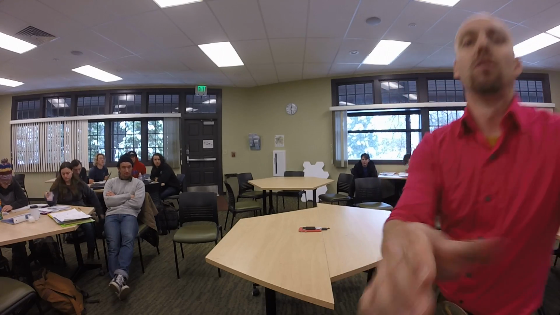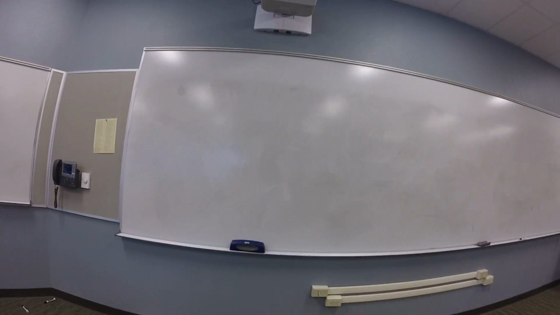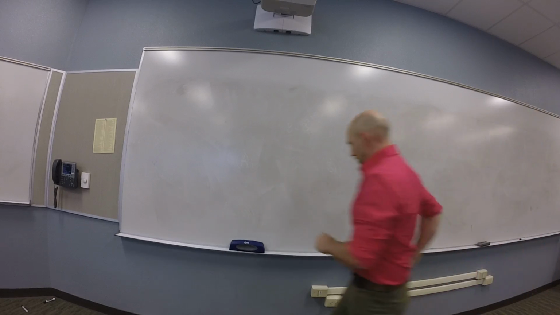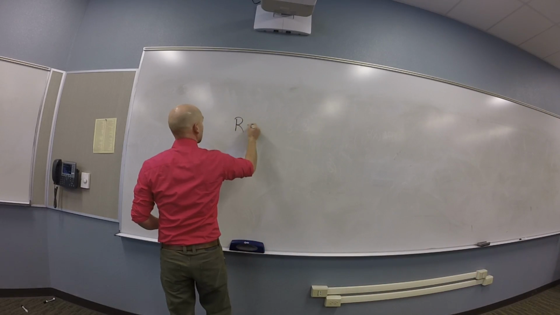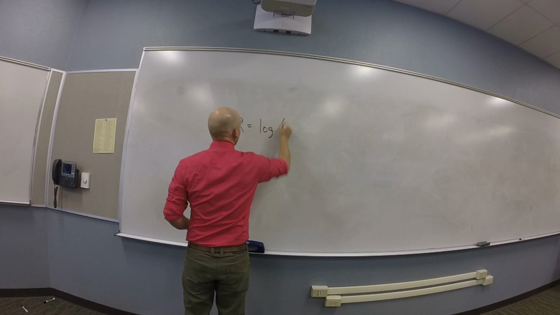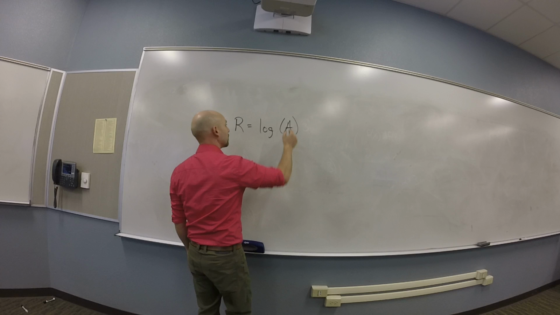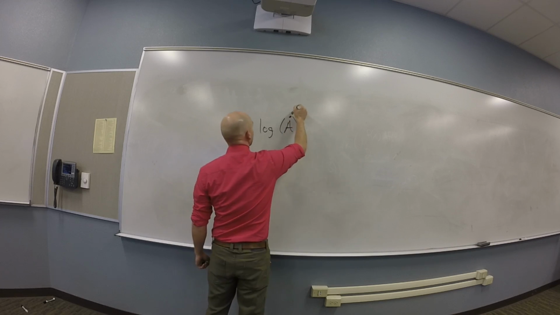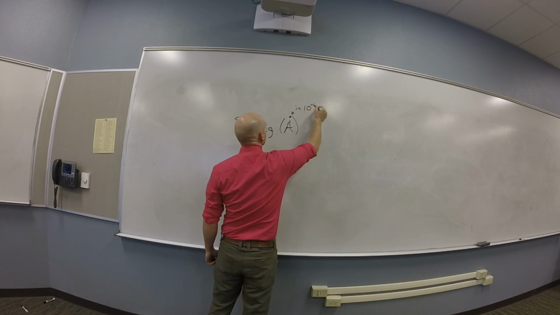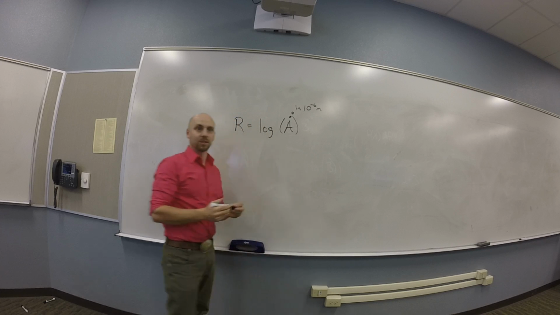Cool. So in equation land, the Richter scale is the log of the amplitude, and the amplitude you measure in 10 to the minus 6 meters.